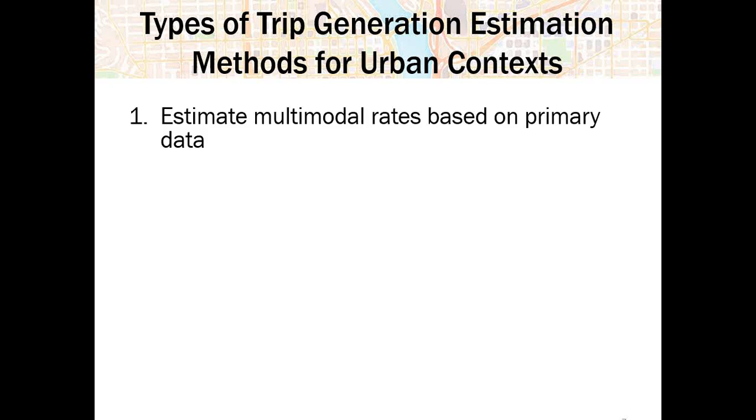And the first tier is the one that we really want to do the most, but it's not available. We would love to estimate multimodal trip rates based on primary data. And by primary data, I mean a robust set of person trip rates with multimodal information. Although some data like this exists, the methods to estimate these multimodal rates for a variety of land uses do not yet exist. But that's okay for the time being. We can continue collecting this primary data, and in the intermediate time period, we can use some secondary methods.